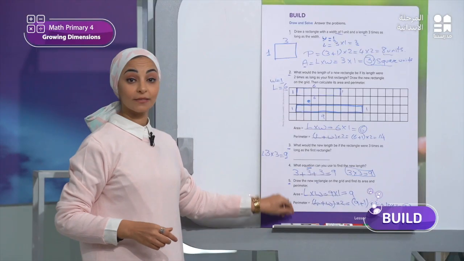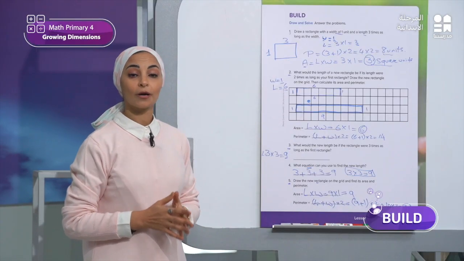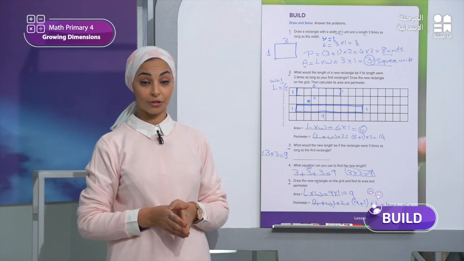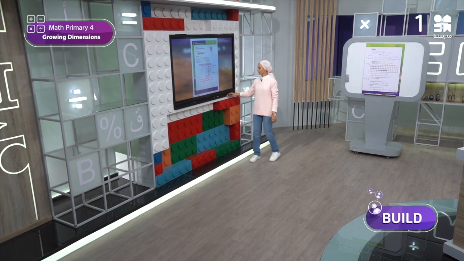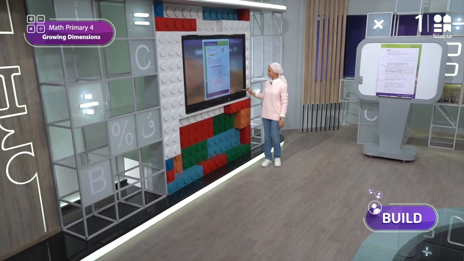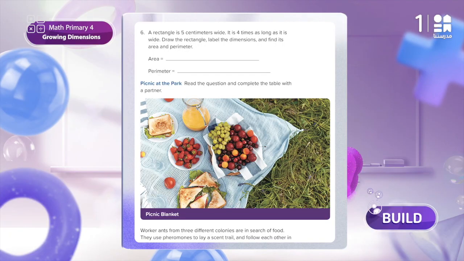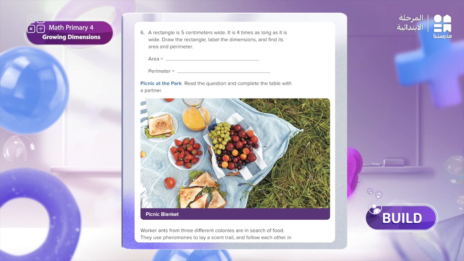I hope you understand this very well. Let's apply our learning on problem number 6. تعالوا نشوف مع بعض problem number 6. طيب here as you see this is problem number 6. طيب in problem number 6 هو عايز مني ايه؟ بيقول لي rectangle 5 cm wide. This is problem number 6. Okay, as you see.